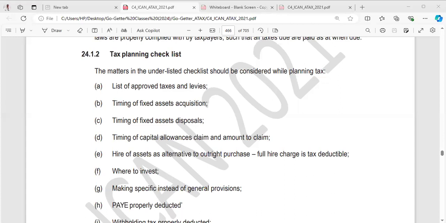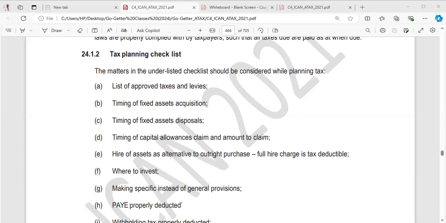Where to invest is very, very important. What about making specific provisions instead of general provision? So you are making specific provisions for bad and doubtful debts. Instead of saying, okay, I will just have 25% of my customers may not pay me, I'm making a general provision. No, why not specifically look at those customers that you think will be prone to bad debts, and you make a specific provision for them instead of general.